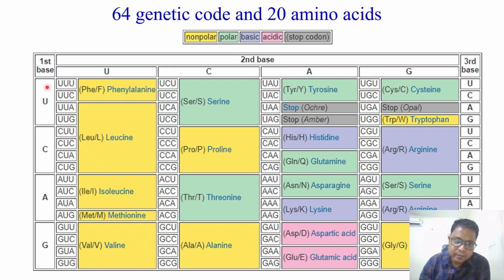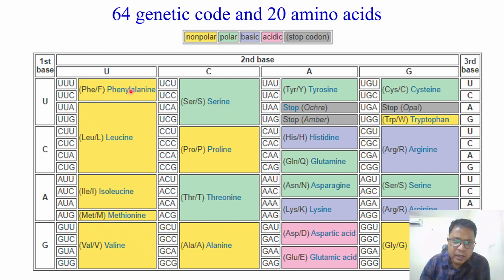We can arrange the nucleobases like this: uracil, cytosine, adenine, guanine on this axis, and here also UCAG, and here also. Then if we take UUU, so U and U, we can take this kind of codon. Again UUC, we can get this kind of codon. So these are the different codons we can make based on this table. And we can see this codon is corresponding to phenylalanine.